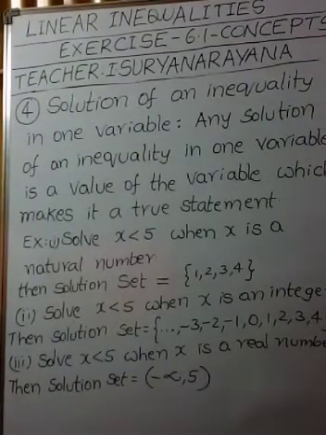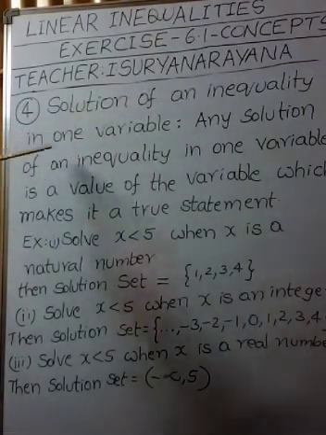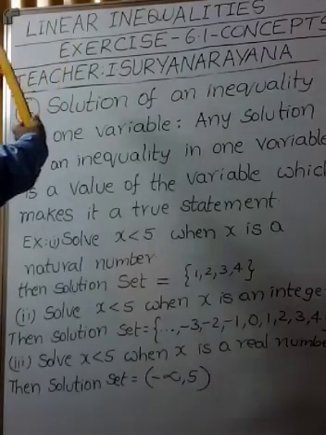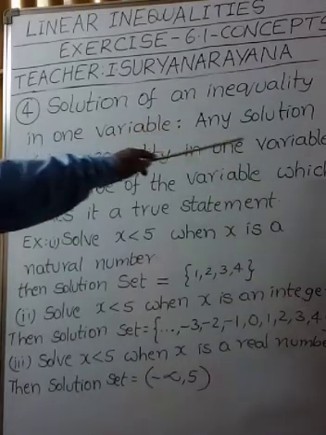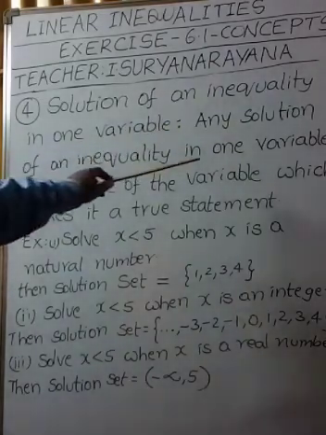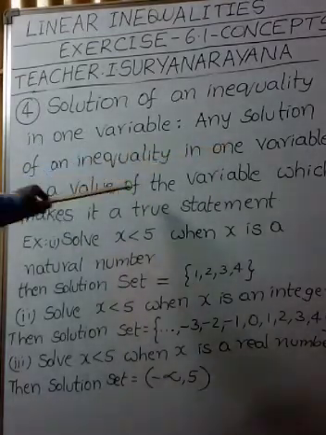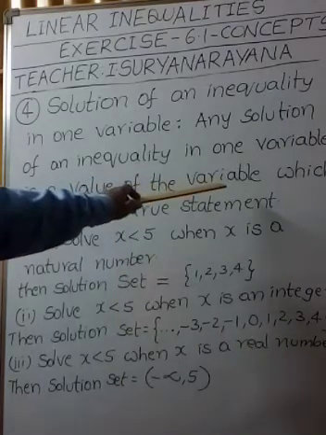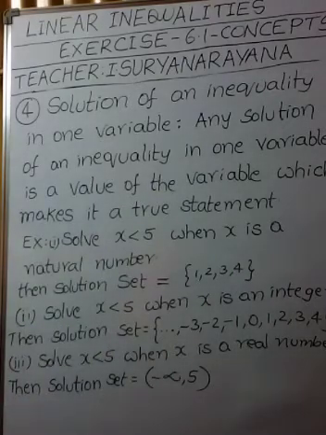Now come to the next point, that is solution of an inequality in one variable. What is the solution of an inequality in one variable? Any solution of an inequality in one variable is a value of the variable which makes it a true statement. Understood this point, my children? The value of the variable should make the statement true. That value is said to be a solution of the inequality.